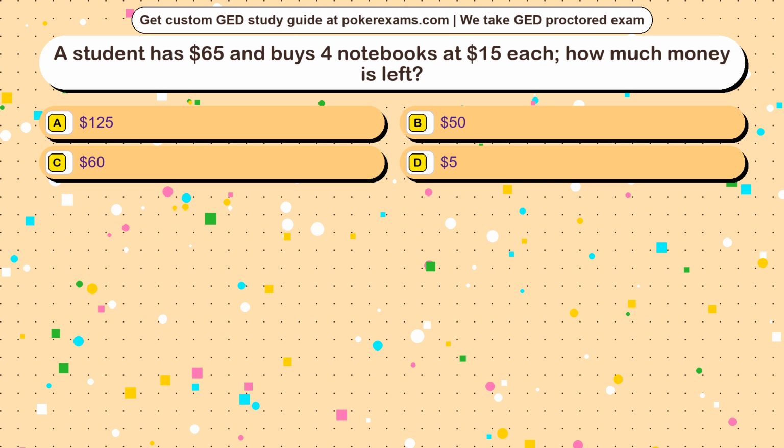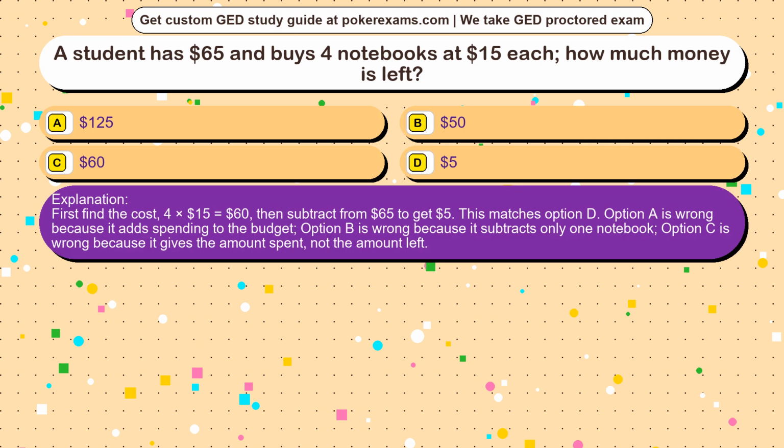The correct answer is option D. First find the cost. 4 times $15 equals $60, then subtract from $65 to get $5. This matches option D. Option A is wrong because it adds spending to the budget. Option B is wrong because it subtracts only 1 notebook. Option C is wrong because it gives the amount spent, not the amount left.